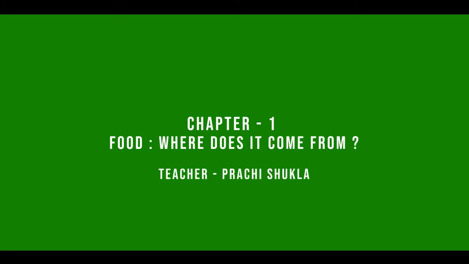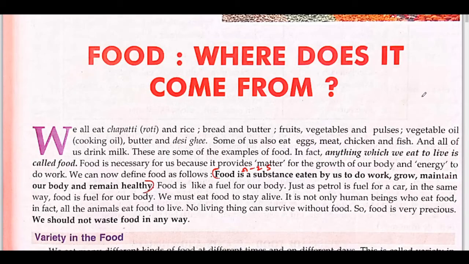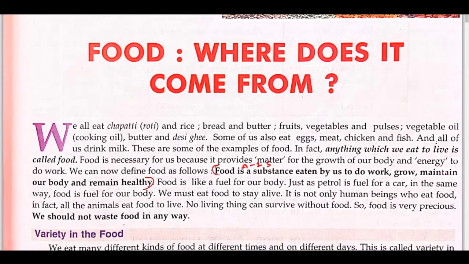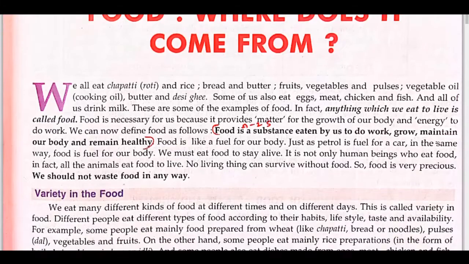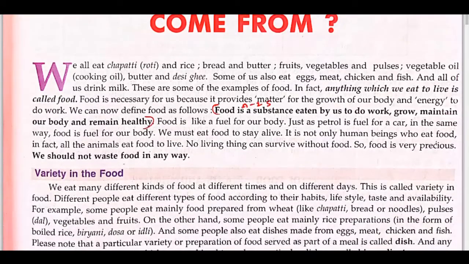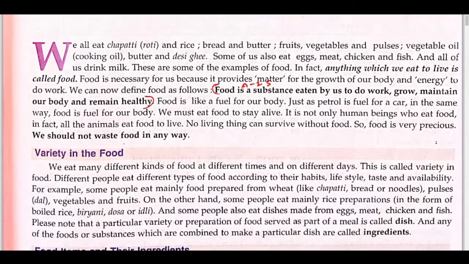Morning class. Today we will start chapter number one: Food. Where does it come from? Okay. We all eat chapati, rice, bread, butter, fruit, vegetables, pulses, right? And some of us also eat egg, meat, chicken and fish. So all these things are called food.